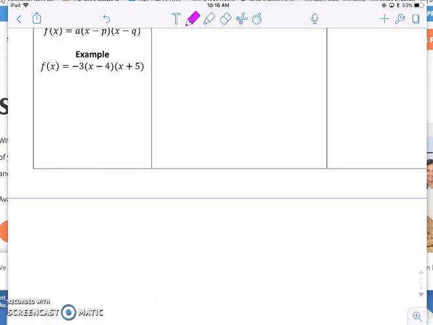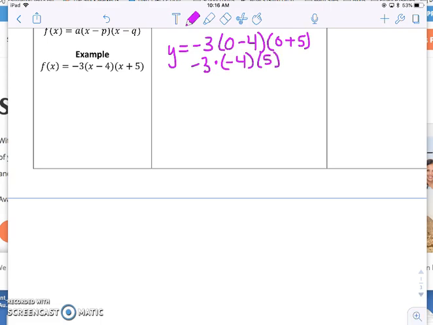And same thing for intercept form. All we do is plug in 0. So y equals -3 times (0 minus 4) times (0 plus 5). So we have -3 times -4 times 5. So we got -20 times -3, so we have 60. So our y-intercept is (0, 60).